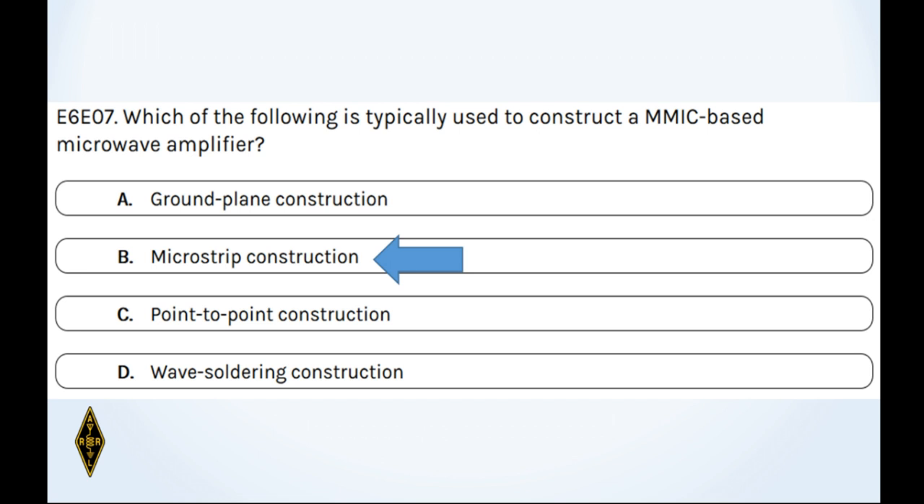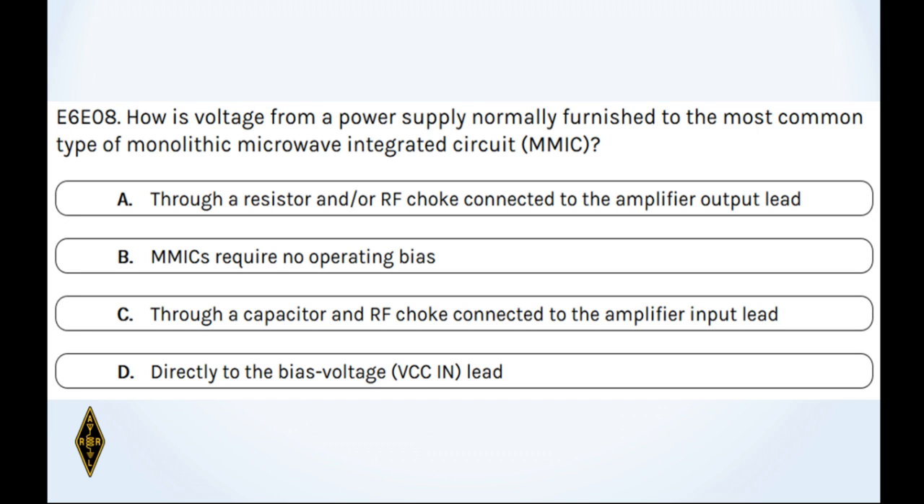And how is voltage from a power supply normally furnished to the most common type of MMICs? Through the output lead, either through an RF choke or maybe a resistor. So the amplifier output lead is where you power it.